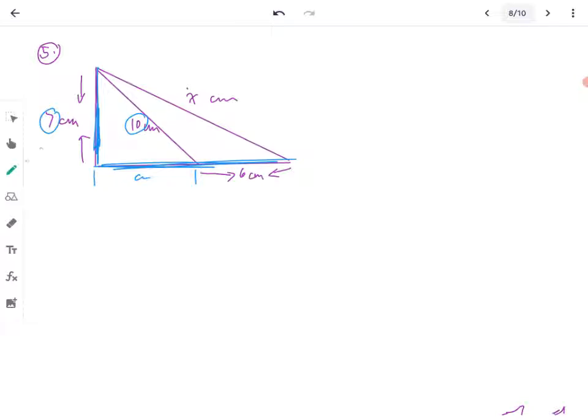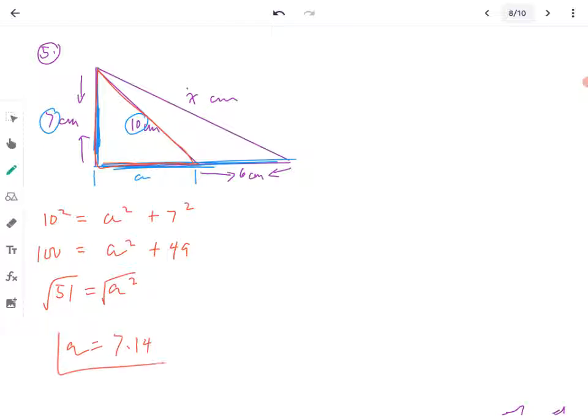So as you can see, setting up an equation of the Pythagorean theorem using this one, we have hypotenuse is 10, so 10 squared equals a squared plus 7 squared. This is 100, this is a squared, and this is 49. So this gives us 51 equals a squared, 100 minus 49. Taking the square root of both sides, we have a equals, this is around 7 point something, 7.14. So we know that a is 7.14.